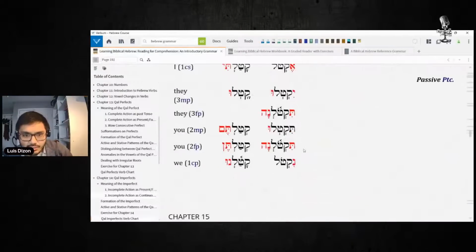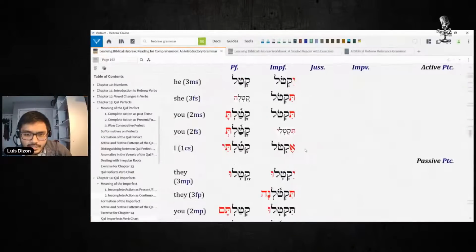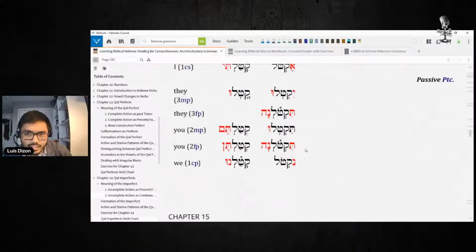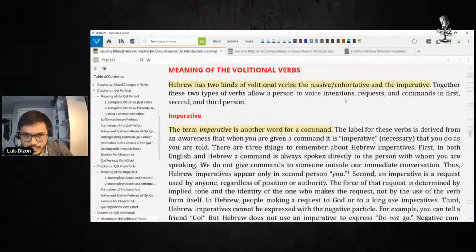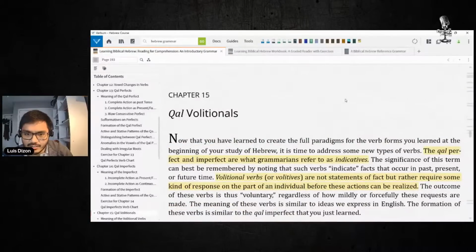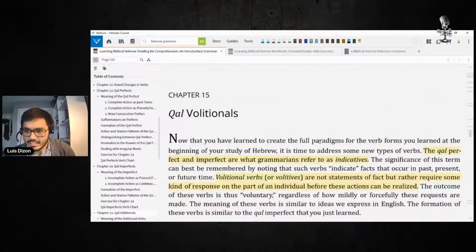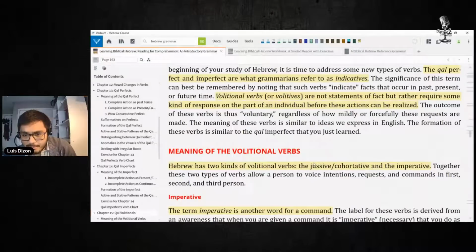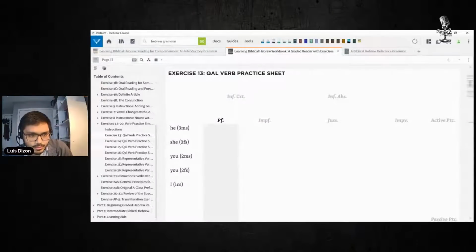So that's all the grammar for the imperfect for this session. Before we get to the translation portion, I just want to give you a heads up. Chapter 15, we will talk about volitionals next. What are volitionals? They indicate desire or command. So there are basically two forms of the volitional verb, the jussive and the imperative, as it says here. So I'm just giving you a heads up. That is what we will discuss next session. For now, let's get to translation work.